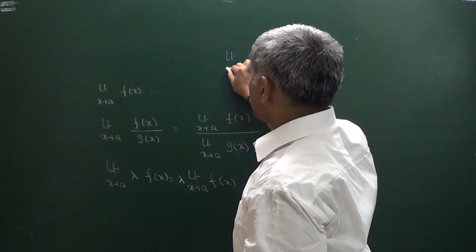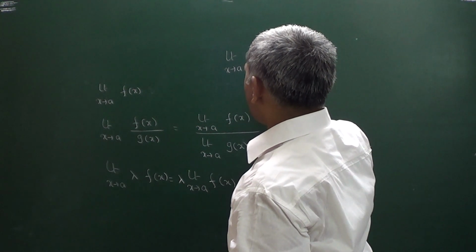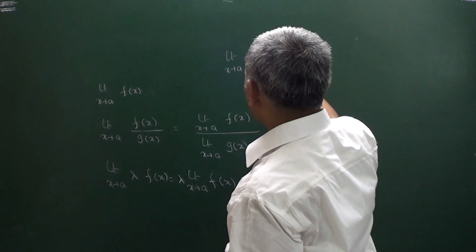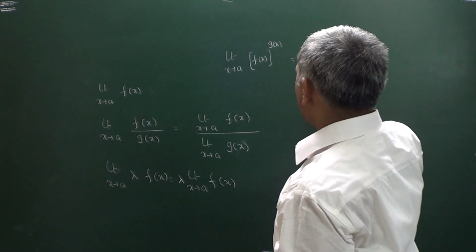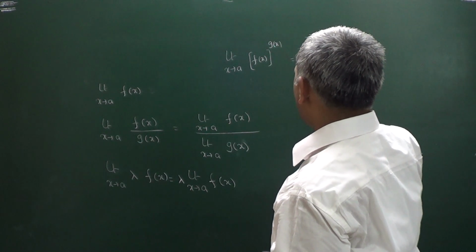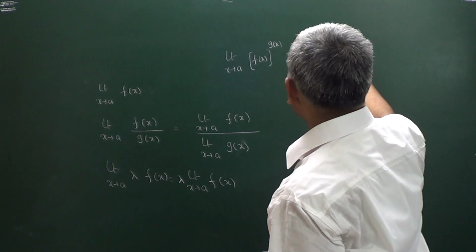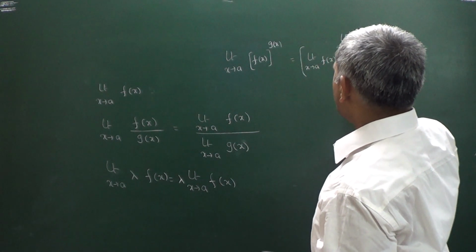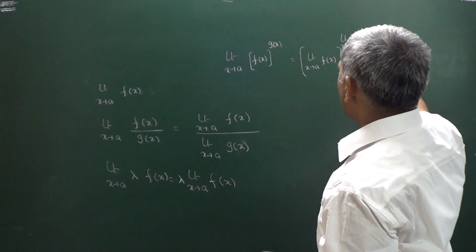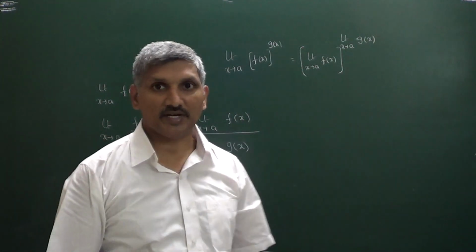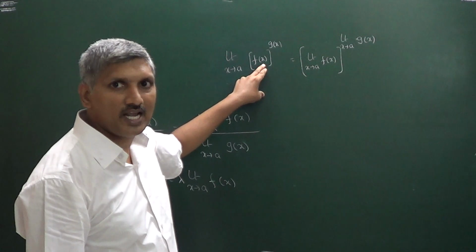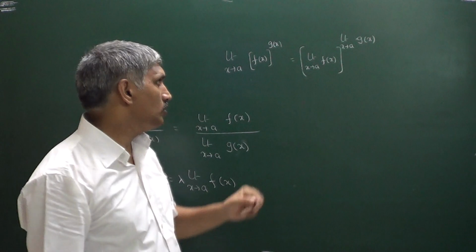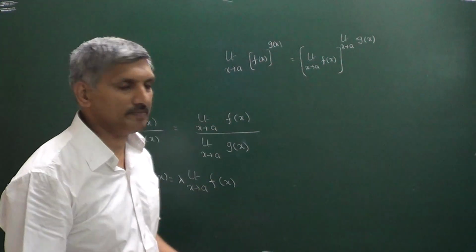Limit x tends to a, f of x whole to the power of g of x. We can write this one as limit x tends to a, f of x whole to the power of limit x tends to a, g of x, provided both the limits are finite limits. That means this value is equal to L, this value is equal to M. Both are finite values. So then we can write L power M.